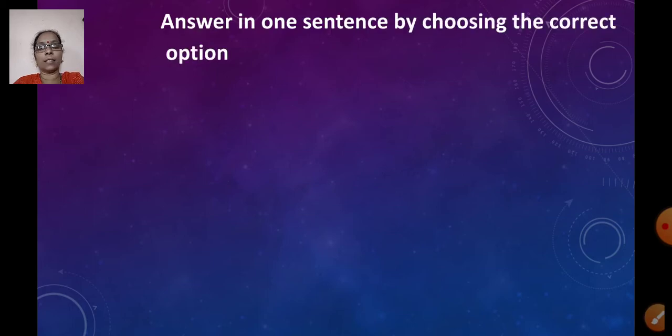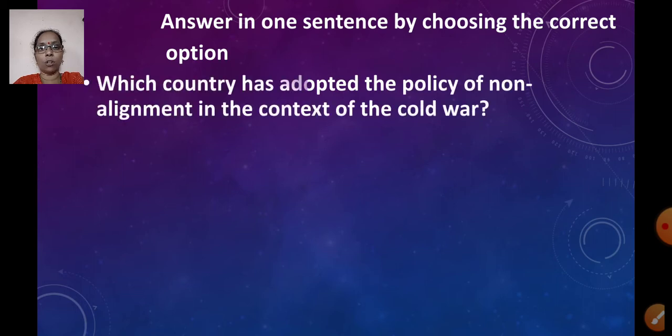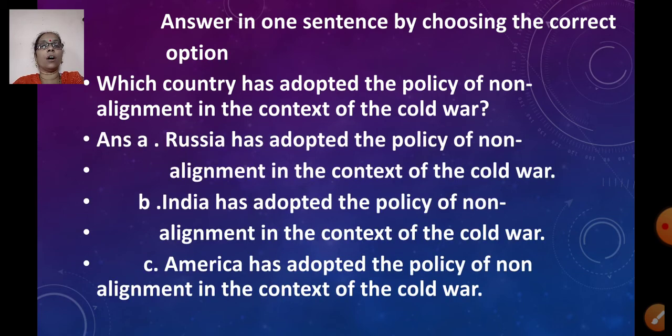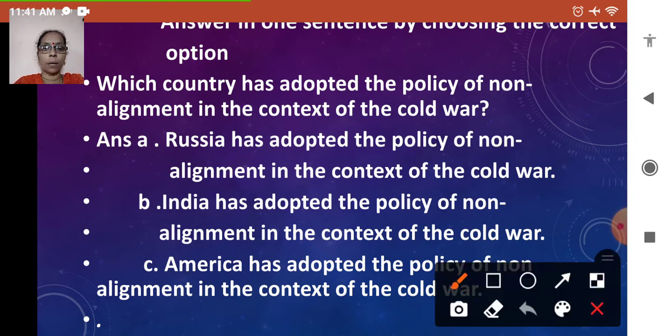Answer in one sentence by choosing the correct option. So you will be given options for answer in one sentence also. So your first question is, which country has adopted the policy of non-alignment in the context of the Cold War? So first option, Russia has adopted the policy of non-alignment in the context of Cold War. Second is India has adopted the policy of non-alignment in the context of Cold War.